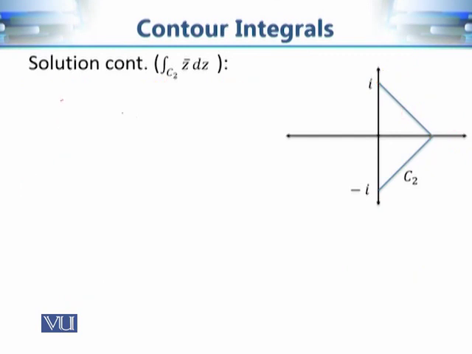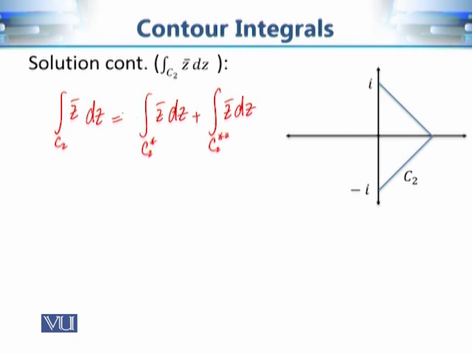So at the end, what is going to be the answer? What is going to be the integral of this z conjugate along this contour C2? This is going to be equal to the integral of z conjugate dz along C2 star plus the integral of z conjugate dz along C2 double star. So the answer in this case was iota, and the answer in this case was minus iota, and so the answer is 0.